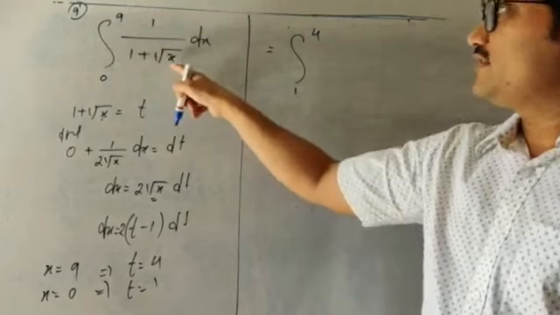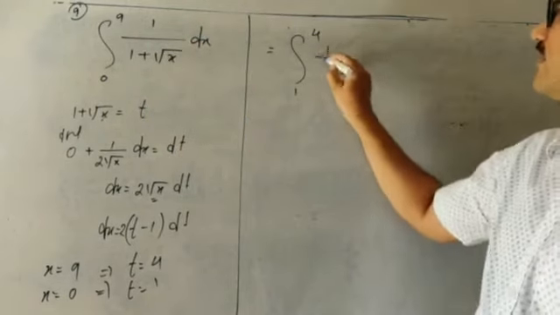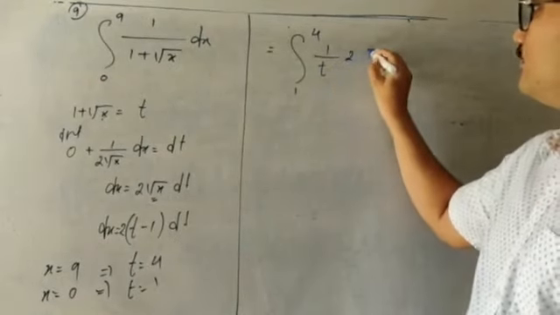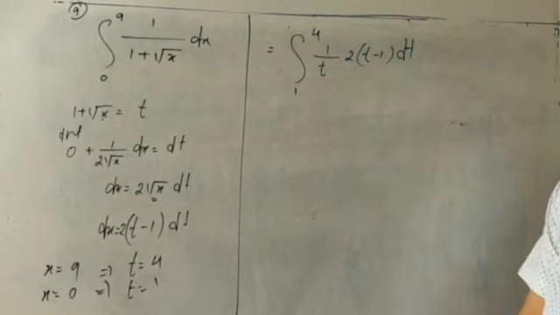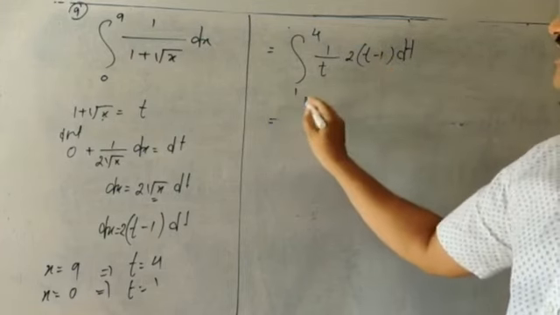And this function is obviously becoming t there. So it is 1 upon t, and dt is nothing but 2 into (t minus 1). Right? This is what is the new question now. Now this is what you have to simplify. So this is a simple question after this.